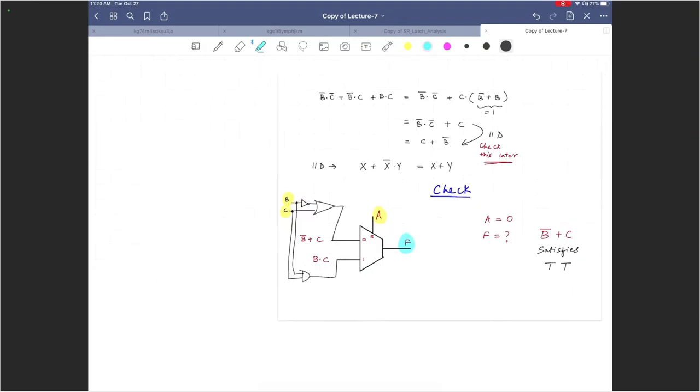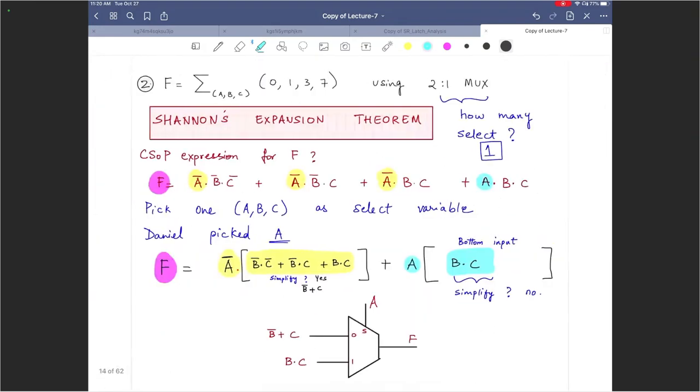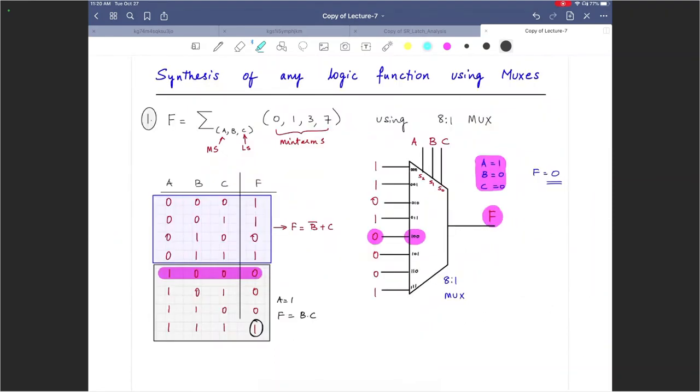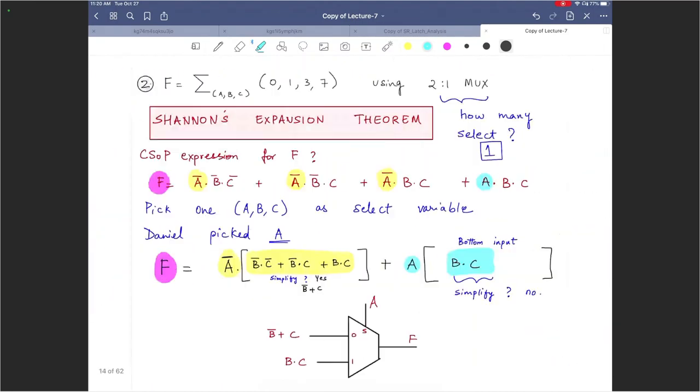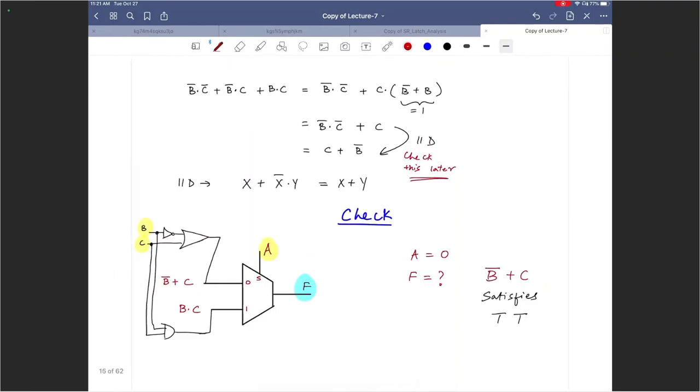All right. Now, we can expand on this because what we had is function, three inputs, synthesized using 8:1 mux. Same function, three inputs synthesized using 2:1 mux. So the obvious next choice is same function, 4:1 mux. So what we are going to do is, our first step remains as is. Actually, let me copy this.